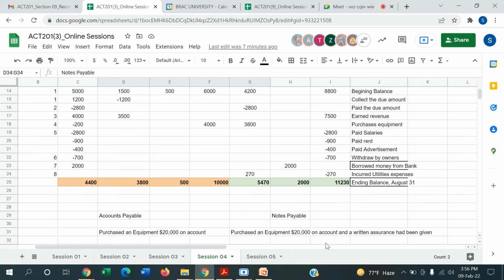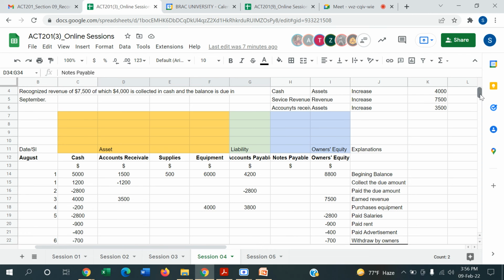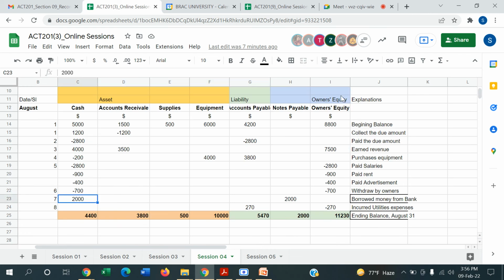This is why whenever they mention that they have borrowed money by issuing a notes payable, this organization has received cash, so the cash account has been increased, and we have to create a separate account regarding notes payable. That's why this notes payable account has been written here with $2,000. And it's a liability, definitely. Accounts payable is a liability, notes payable is also a liability. So for this transaction, borrowed money from bank by issuing a notes payable, cash increases and notes payable increases.